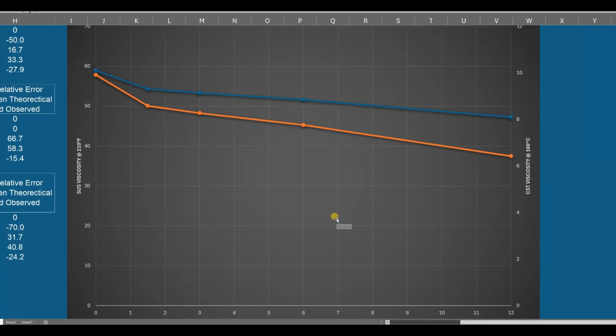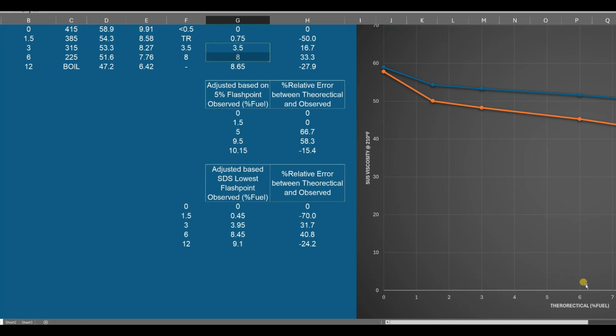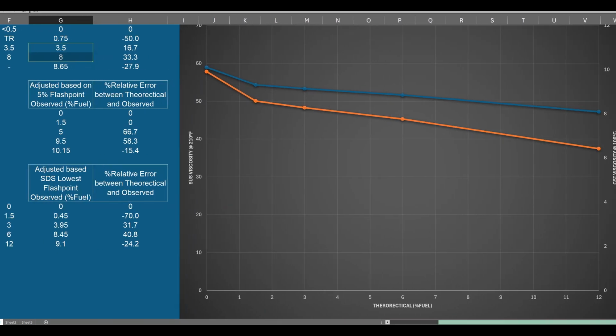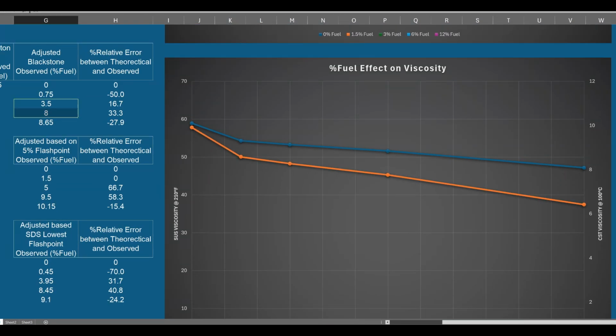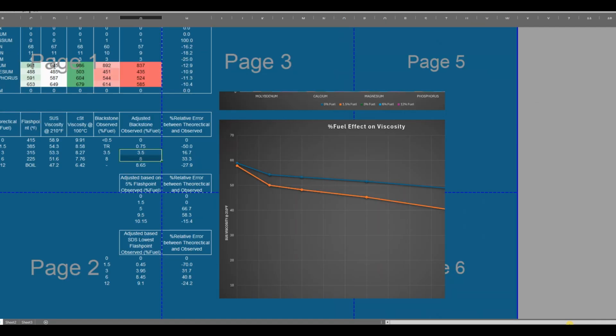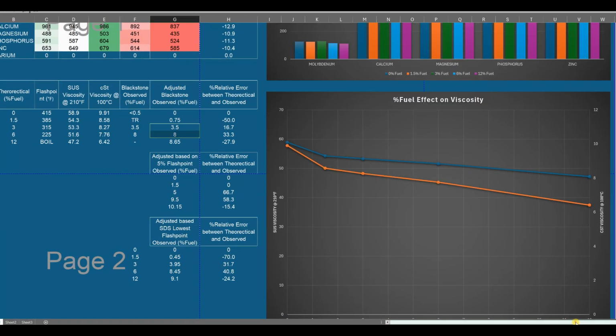Now, viscosity, just a real quick look at viscosity. Let me resize that just a bit to fit the screen well here. Wait a minute, give me a second. Oops. All right, there we go.